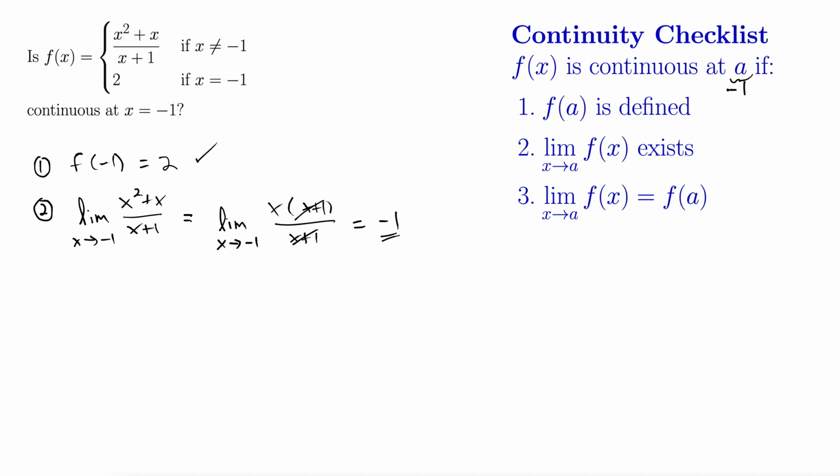Okay, so far so good. Moving on to requirement number 3 in the continuity checklist. We now need the limit as x goes to -1 of f of x to be equal to f of -1. And now we have problems, right? Because the limit we decided was -1, but when we evaluate the function at -1, we decided that was 2, and those are not equal.